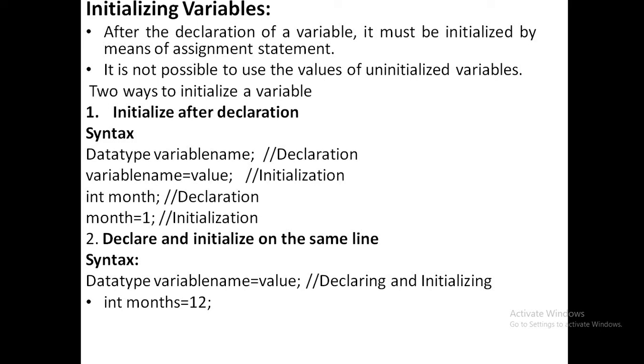Then the second type of initializing variables is declare and initialize on the same line. So the syntax is given as data type followed by variable name which is assigned a value, that is int months is equal to 12. So here months is the variable name and int is the data type, and this variable is being assigned a value 12 along with the declaration.